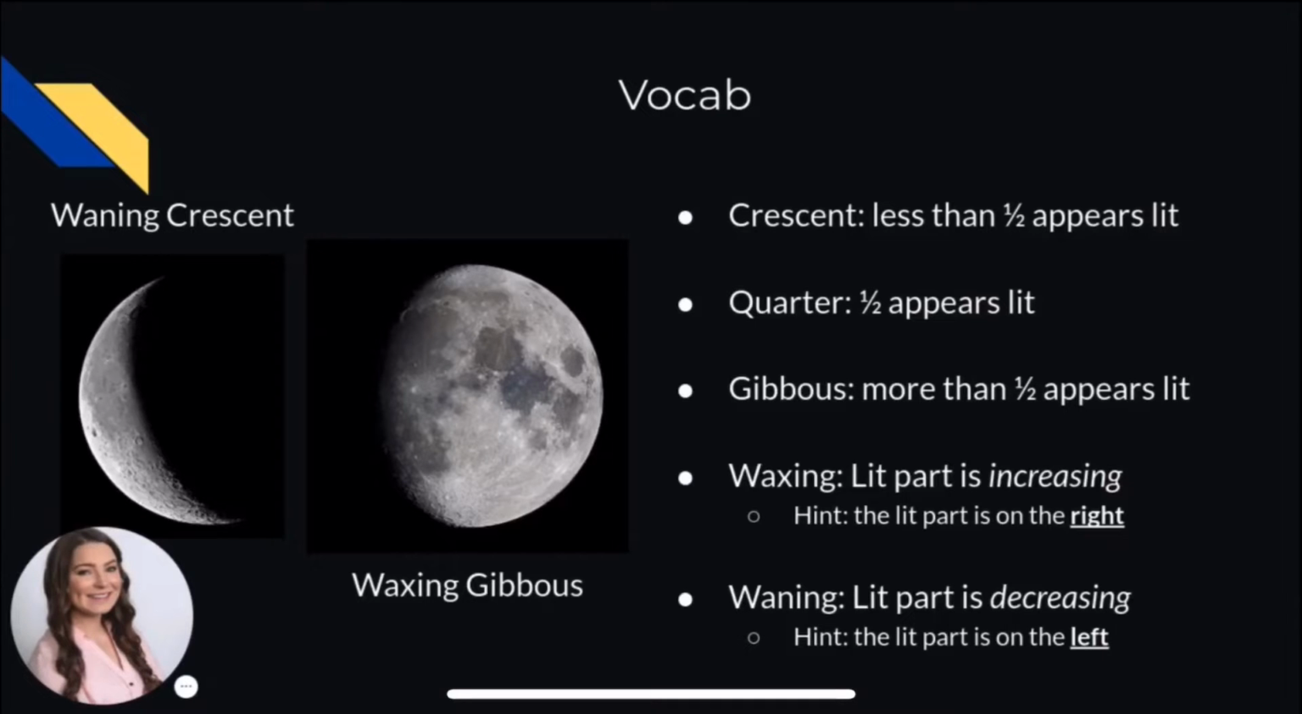Waxing means the lit part is increasing. A good way to tell this is that when the moon is in a waxing phase, the right side will be illuminated. Waning means the lit part is decreasing. A good way to tell this is that when the moon is in a waning phase, the left side will be illuminated. Now that we have a basic understanding of the lunar vocabulary, let's talk a little bit more about each phase.